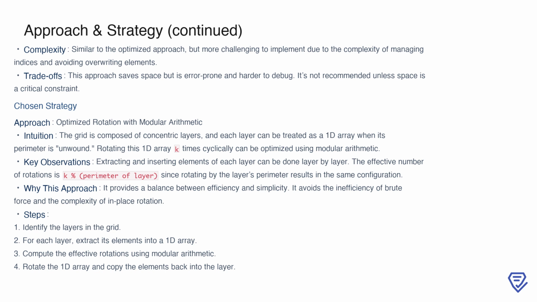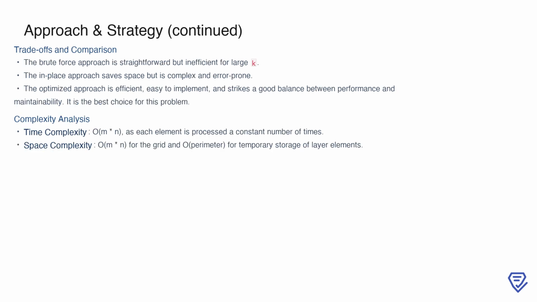First, identify the layers in the grid. Then, for each layer, extract its elements into a 1D array. Next, calculate the effective rotations using modular arithmetic, rotate the 1D array accordingly, and finally copy the rotated elements back into the grid.